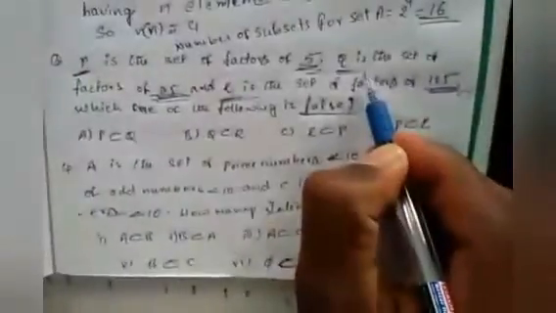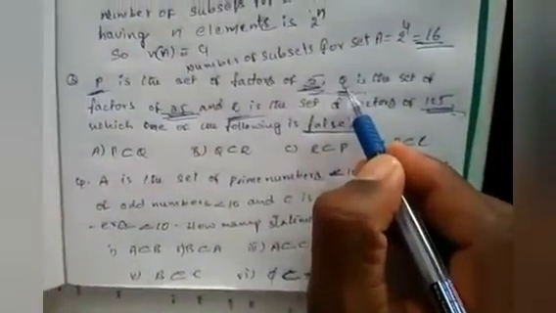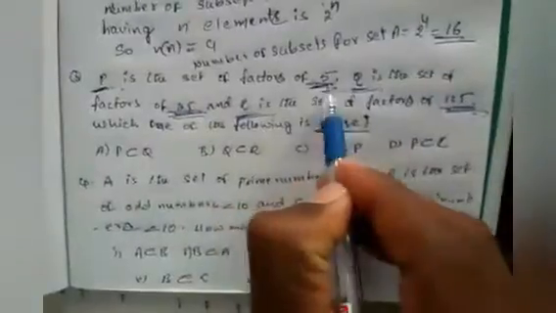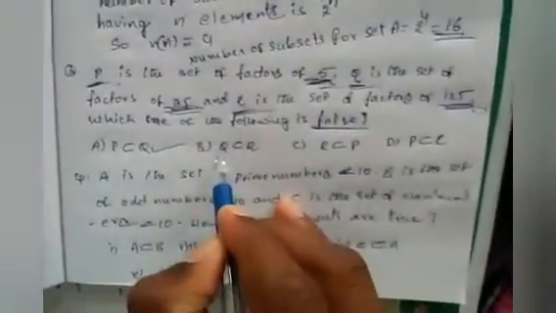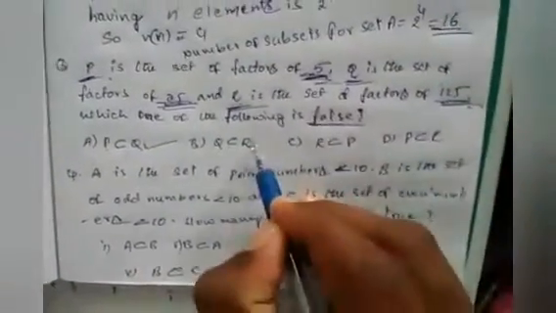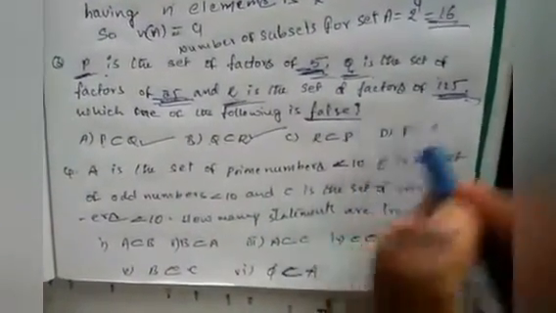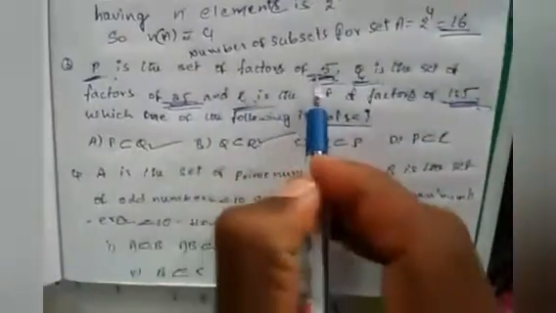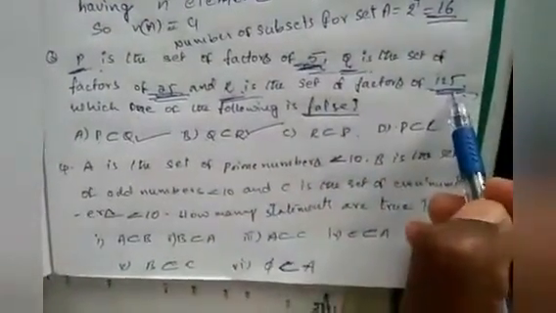Now P subset of Q. P is a subset of Q? Yes, P: 5 is a factor of 25 also. So that's why, since 5 is a factor of 25, the first one is right. And the second one is Q is a subset of R. 25 is also in 125, so this is also right. And R is a subset of P. R means 125. Is 125 a factor of 5? Not a factor. 5 is a factor of 125, so it is false. It is false. And P is a subset of R.